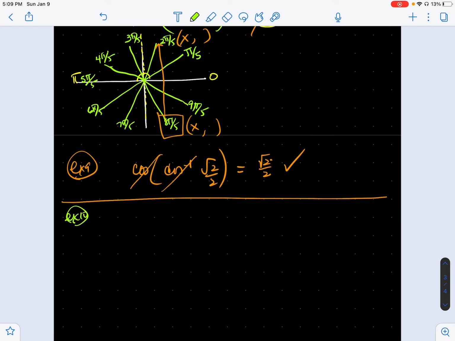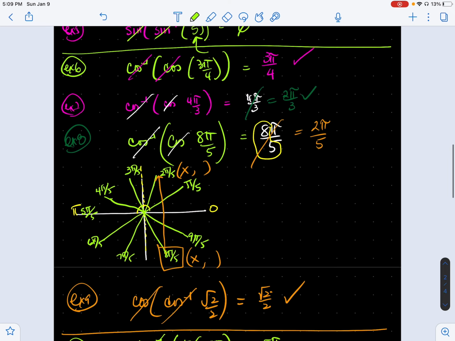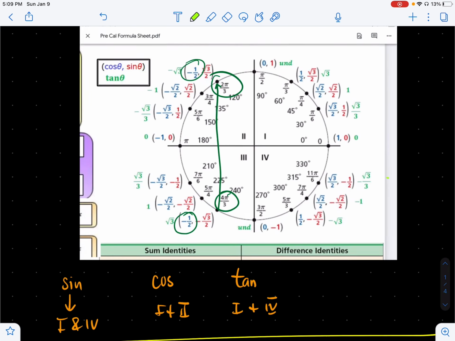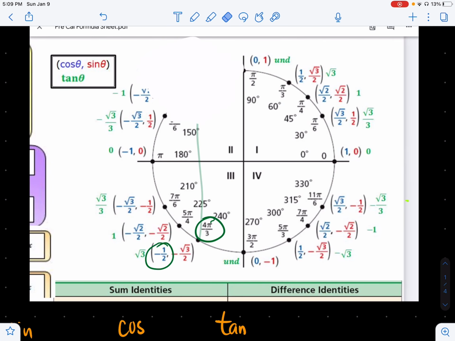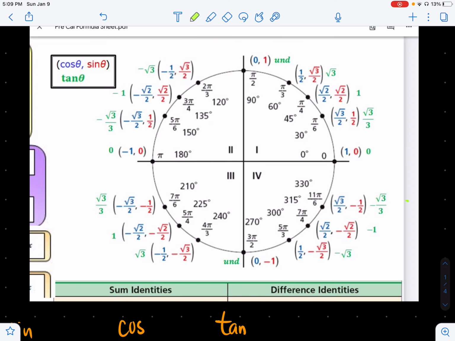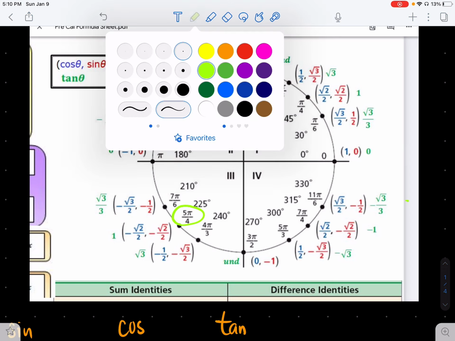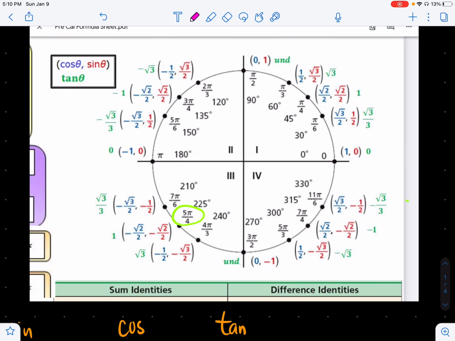Moving on to tangent inverse. There we go. Well, it's tangent and its own inverse. Obviously, you can cancel them. 5 pi over 4, where's that at? Always check the chart first. 5 pi over 4 is on here, right there. And this is tangent. I'm in the 3rd quadrant.